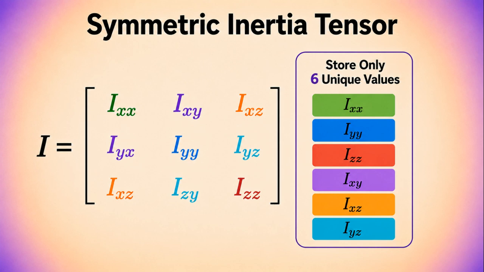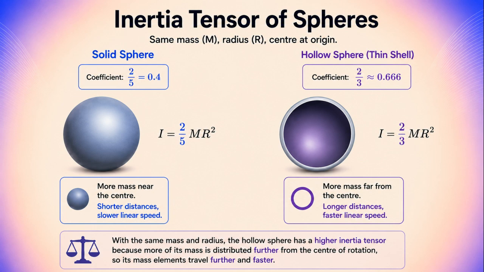To ground this theory, let's look at some examples. For a solid sphere, we calculate the inertia tensor using a coefficient of 2 over 5, which is 0.4. For a hollow sphere, we use 2 over 3, which is approximately 0.666. Assuming the hollow and solid sphere have the exact same mass, the inertia tensor is higher for the hollow sphere because more of its mass is distributed further away from the center of rotation. The mass elements must travel further and faster, whereas the solid sphere contains much more of its mass closer to the origin, so it travels a shorter distance.